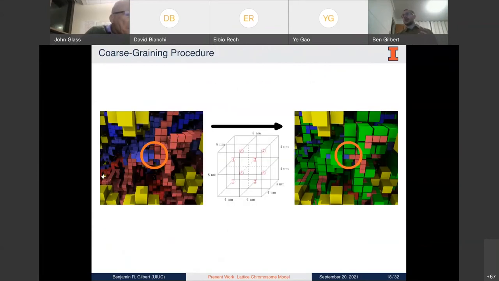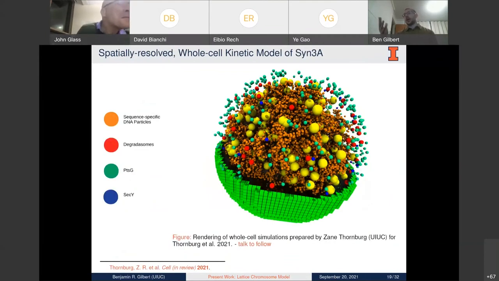So with the actual chromosome itself, we then coarse grain it to get it onto the 8-nanometer lattice, which is shown here. And so we can have genomically distant pieces of DNA, such as these red and blue monomers, end up within the same 8-nanometer lattice site, which you can see on the right, highlighted by the orange circle. And so putting all that together, we finally have this whole cell model, which will be the subject of Zane Thornburg's talk, which is to follow. And what's interesting about this is that the configuration of the DNA specifies the accessibility of genes to the RNA polymerases, because we track the location of every gene start and end within this entire whole cell model.